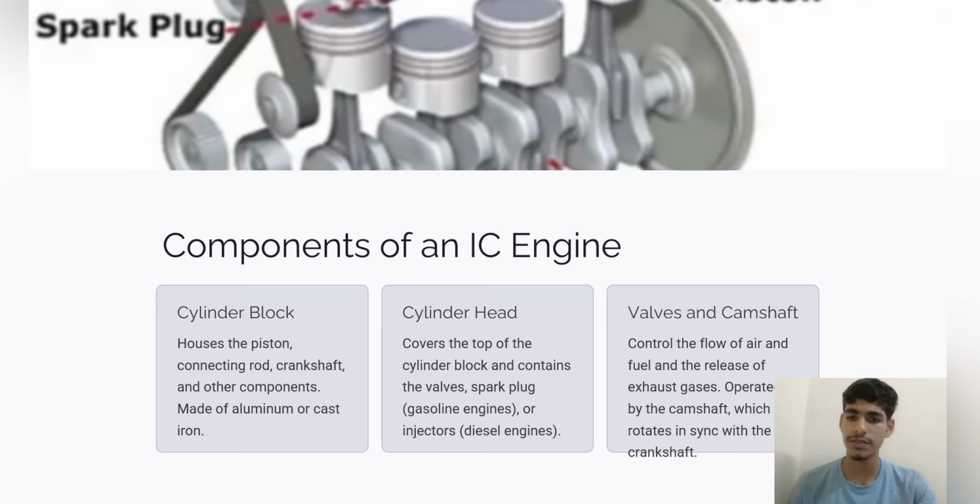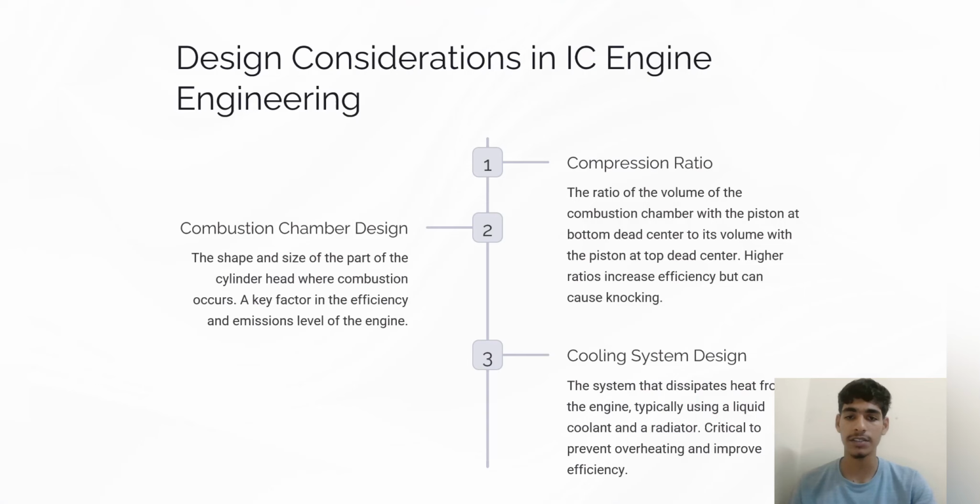Then the components of the IC engine we studied: cylinder block, cylinder head, valves and camshaft. The cylinder block houses the pistons, connecting rod, crankshaft and other components, and is made of aluminum or cast iron. Then what is the cylinder head? It covers the top of the cylinder block and contains the valves, spark plug in gasoline engines, or injectors in diesel engines. Then valves and camshafts control the flow of air and fuel in and the release of exhaust gases. They are operated by the camshaft, which rotates in sync with the crankshaft.